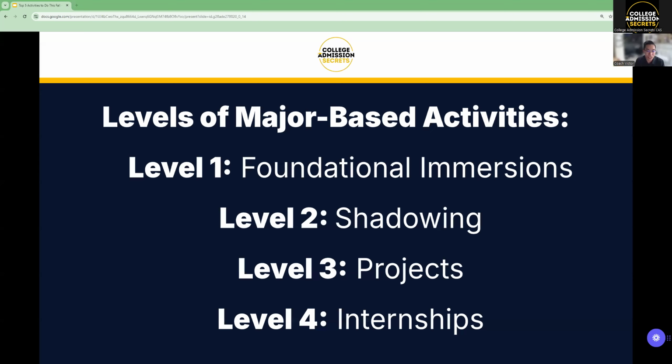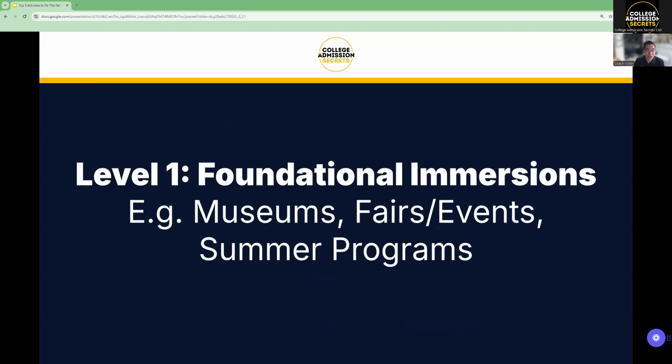And level 2 goes into shadowing, then projects, then internships. We're going to go through each one of those. So going into the foundational immersion, what this actually looks like is exposing them to museums, fairs, events, and summer programs. This isn't necessarily to develop skills or experiences just yet. It's just really to help answer the question, hey, are you interested in this at all or not, right?